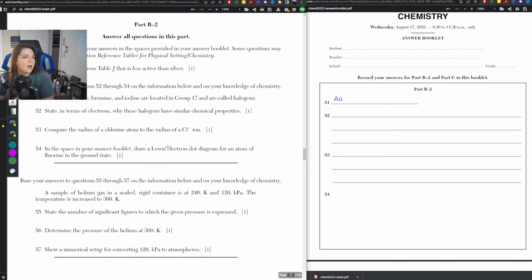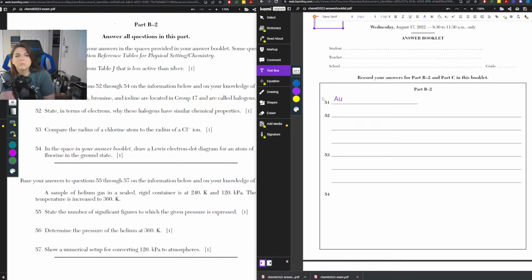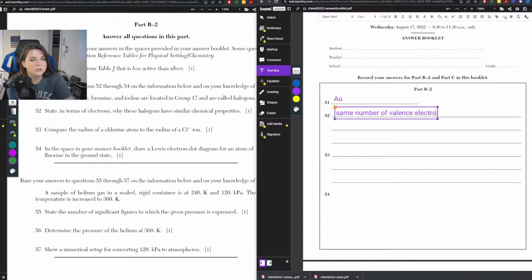Okay. 52, 53, and 54 all kind of go together. It says fluorine, chlorine, bromine, and iodine are located in group 17 and are called halogens. Great, thanks. State in terms of electrons why these halogens have similar chemical properties. Okay, nowhere on this test does it say you have to answer in a complete sentence. That's not part of this chemistry test, so don't worry about that. There are a few things that you could write here. My answer choice is same number of valence electrons. Done.